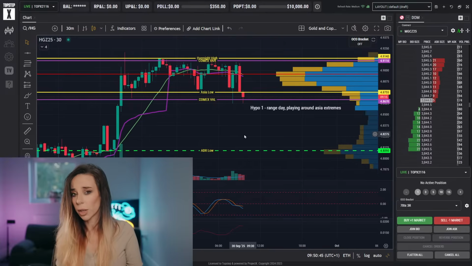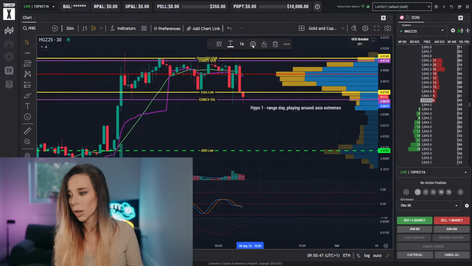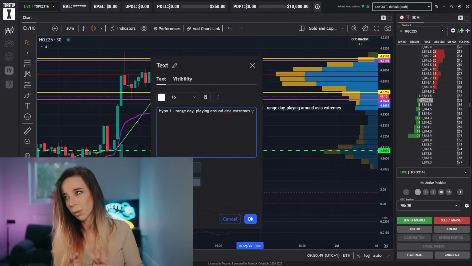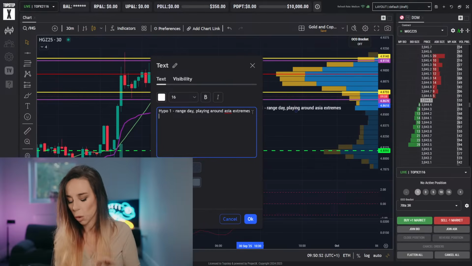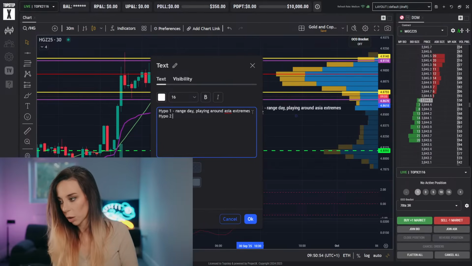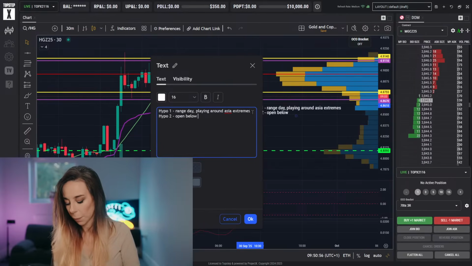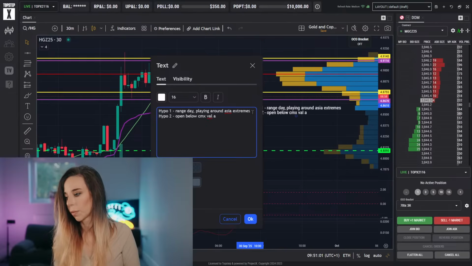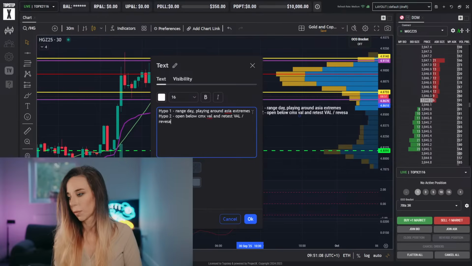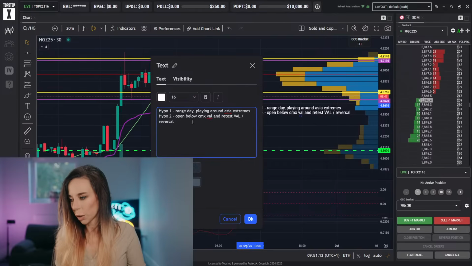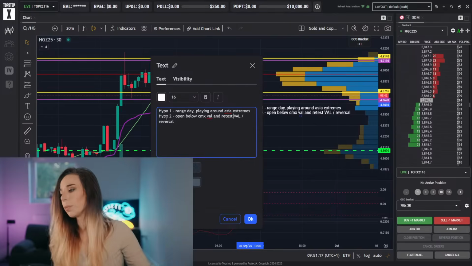Okay, that's 1. The second choice would be if we break out to the downside and then carry on. What would I need to see there? Well, I would definitely need to see, first and foremost, for the strongest bearish sentiment, that we open a little bit below the COMEX value area. So hypothesis number 2: open below COMEX value low, retest value low, and then reverse from it.